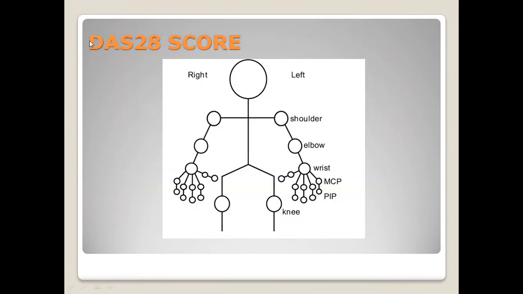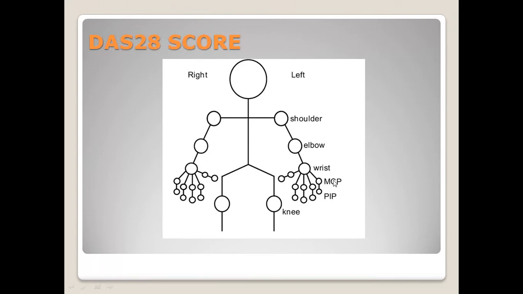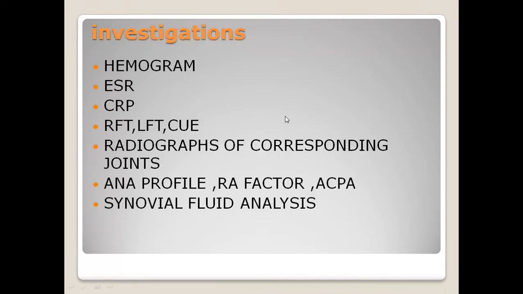So what is the DAS 28 score? This is a scoring system for the polyarthritis condition where involvement of PIP gives you 10 points, involvement of MCP gives you 10 points, and the wrist, elbow, shoulder, and knee give you 2 points each. That is DAS 28 scoring. So I will repeat it again. Involvement of proximal interphalangeal joint is 10. Involvement of MCP is 10, whereas the involvement of wrist, elbow, shoulder, and knee gives you 2 each.